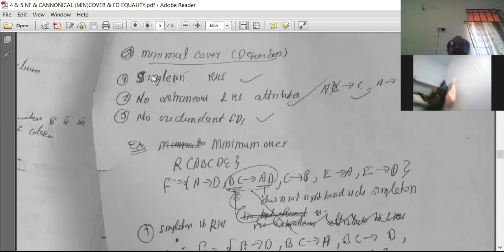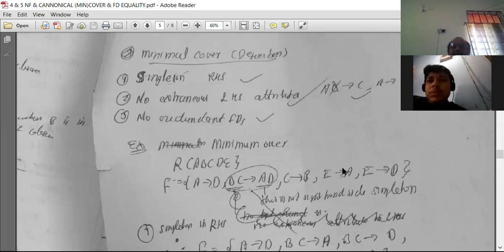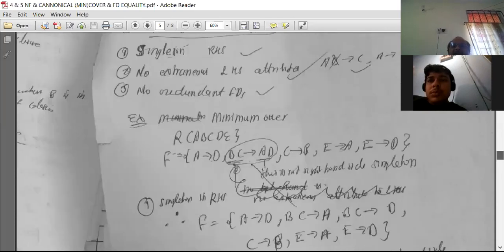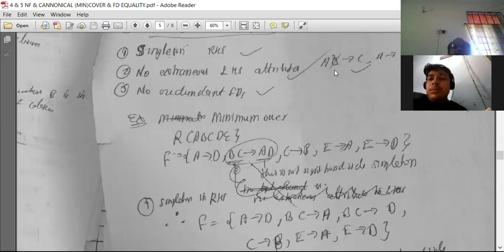First condition is singleton RHS. That means the right hand side should be single. Second condition is no extraneous LHS attribute. No extraneous means on the left hand side there should not be any extra attribute. If there are two attributes and one is extra, we have to remove that attribute from the left side. Third condition is no redundant FDs. That means FDs should not be repeated.